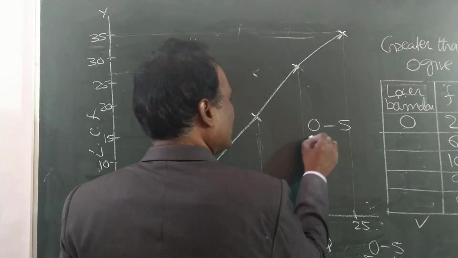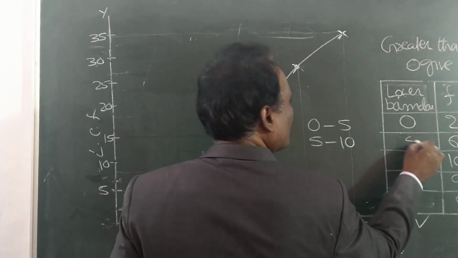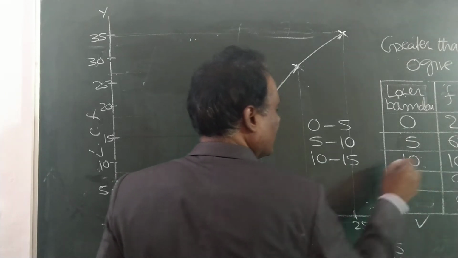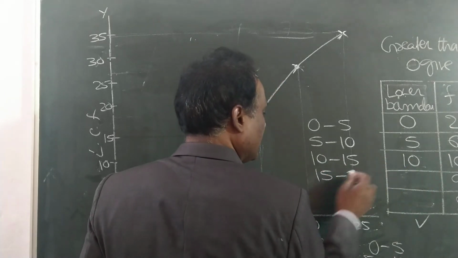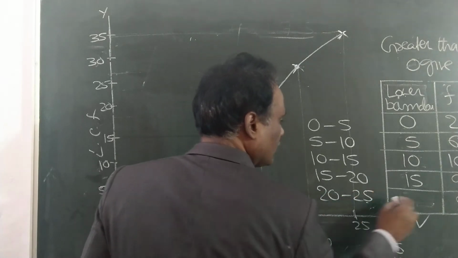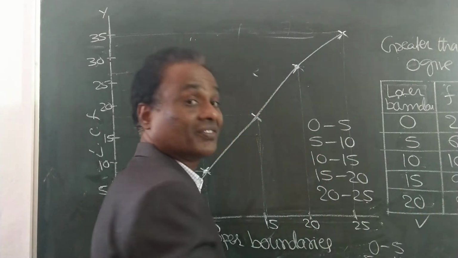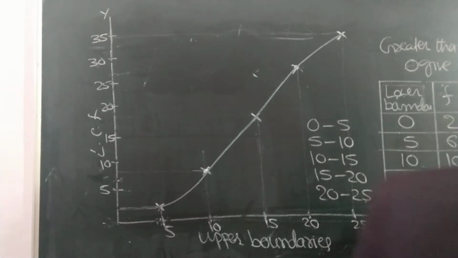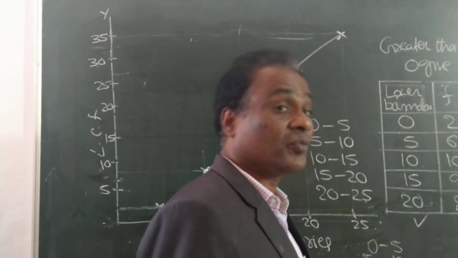Next is 5 to 10, lower boundary 5. Next is 10 to 15, lower boundary 10. Next is 15 to 20, 15. Next 20 to 25, this is 20. Lower boundaries. Next, GCF.